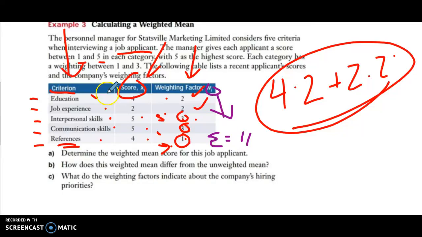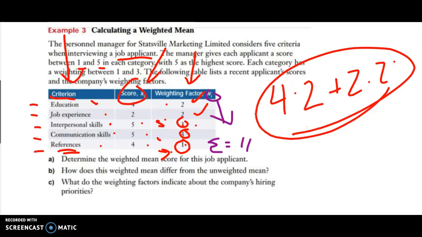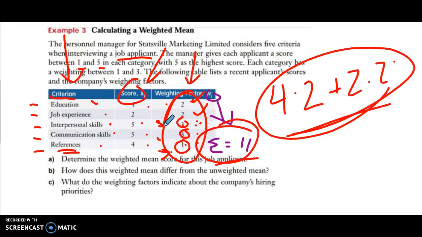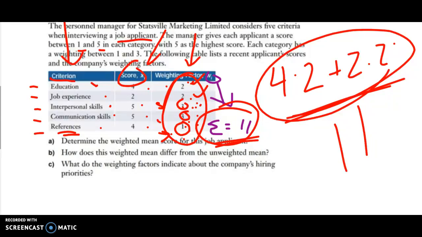That's going to be a lot bigger number than before, because you're doubling these values and tripling those. So instead of dividing by 5, you divide by the sum of the weights. You add them up: 2 and 2 and 3 and 3 and 1, so 11, and you divide by 11 and get a number. I can't remember exactly what it is, but it's higher than 4, because the things they weigh really highly are things he's good at.